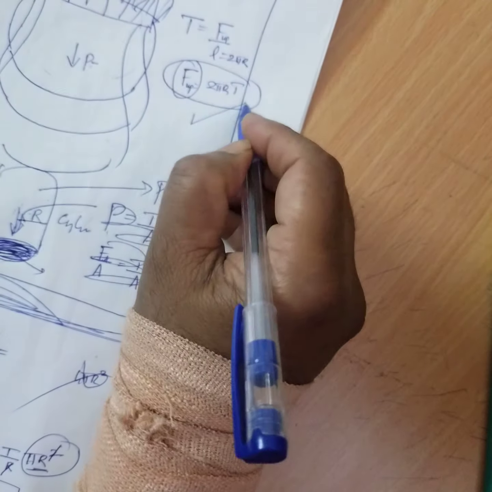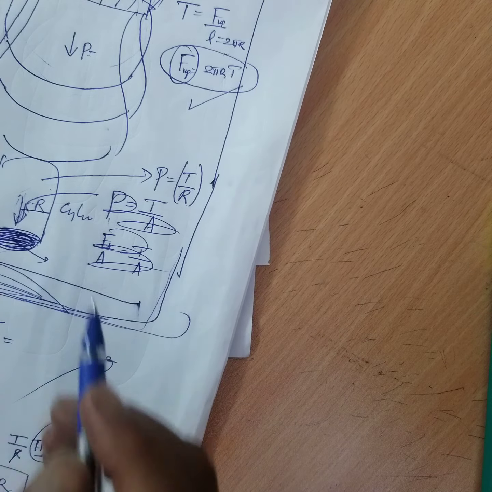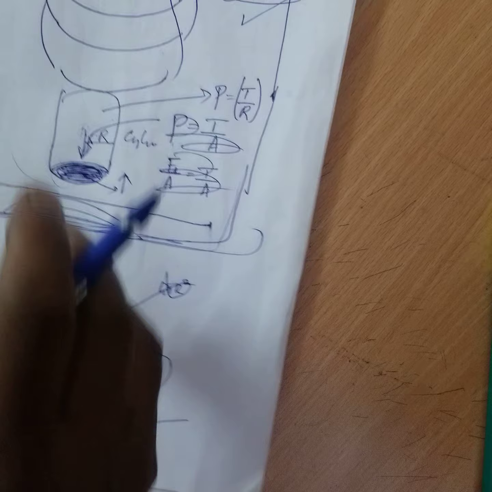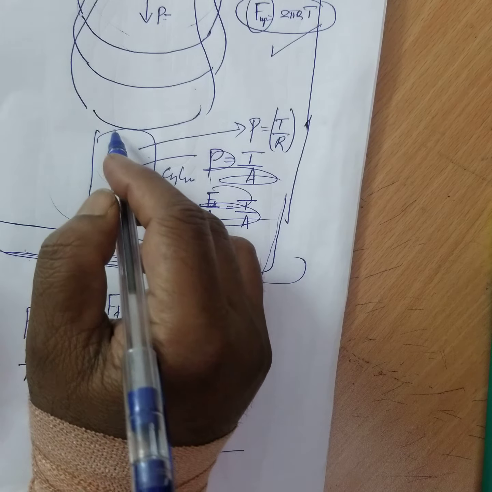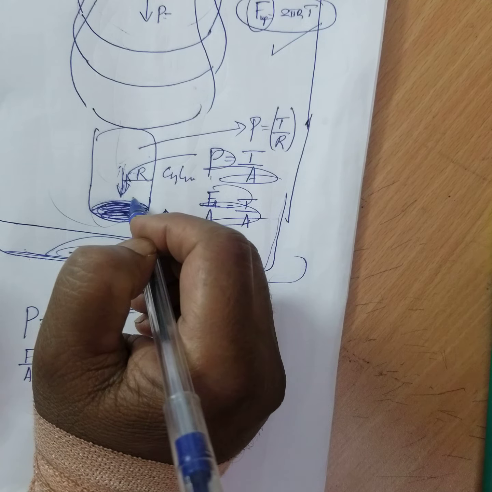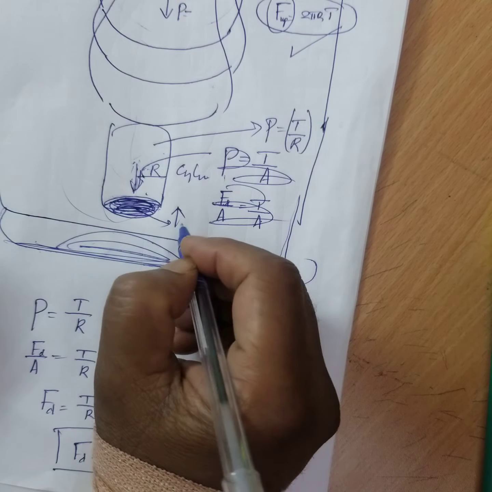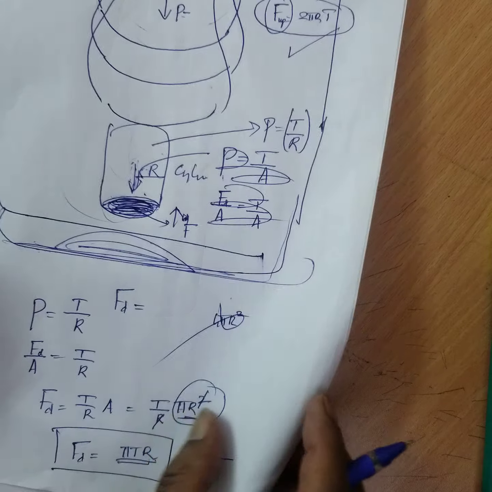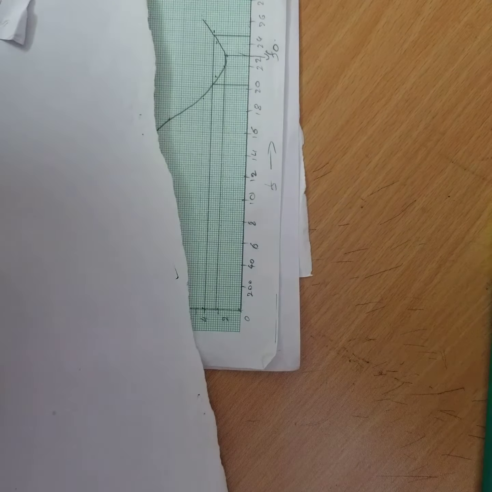Now, the upward force is this. Now, there is an upthrust acting. Whenever a body is falling inside the liquid, it experiences a loss of weight. This loss of weight is called upthrust or buoyant force. I'll tell you again what is buoyant force.